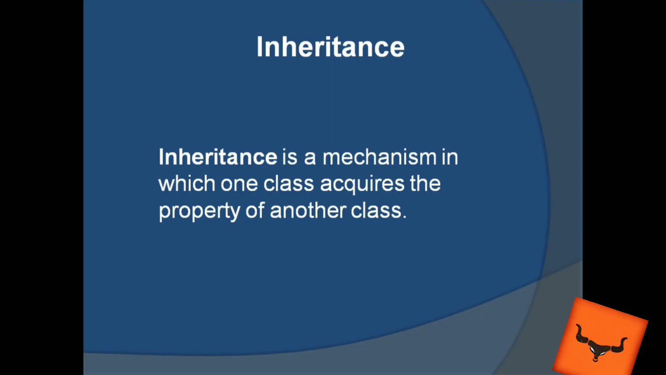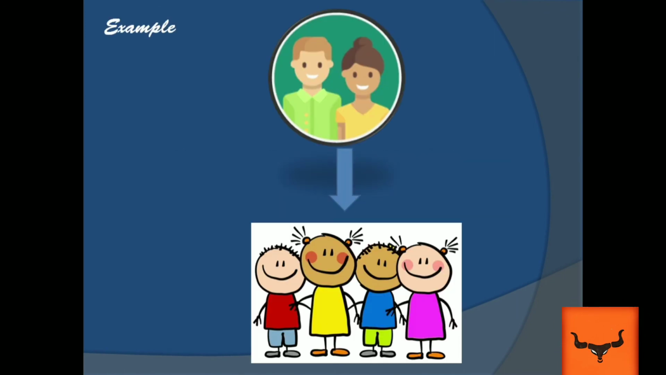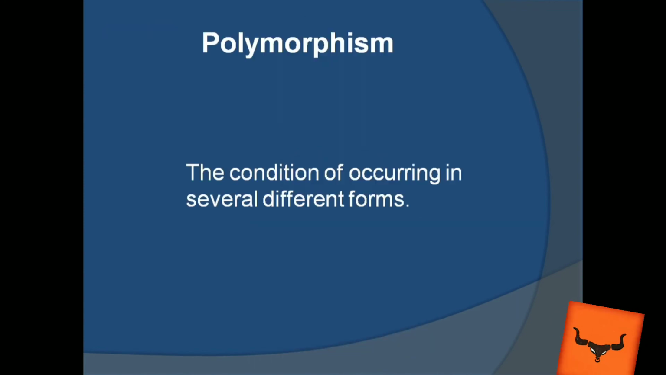The next one is inheritance. It is a mechanism in which one class acquires the properties of another class. Consider this example where children inherit the characteristics of their parents, and that's inheritance, where one class inherits the properties of another class. And last one is polymorphism.